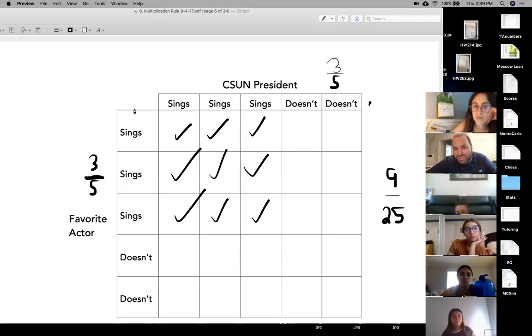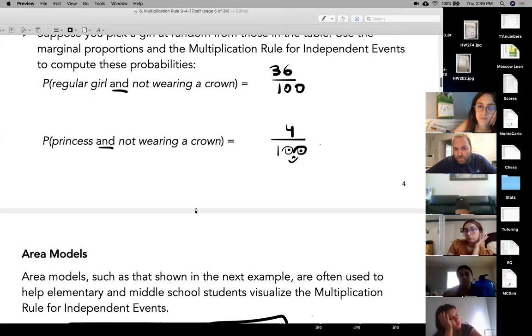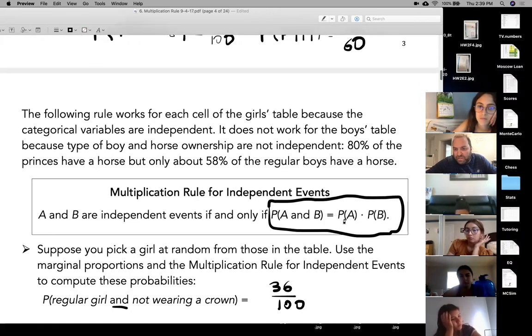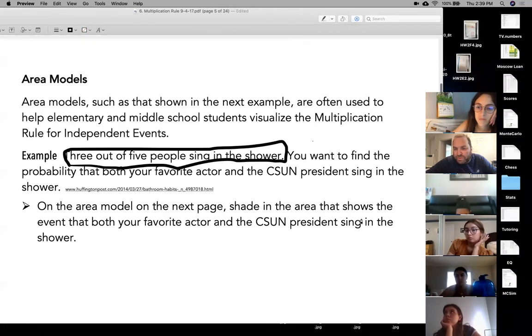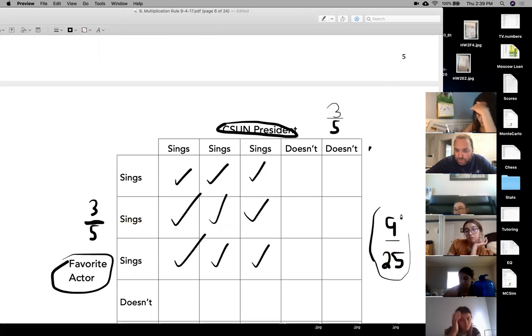So whether or not the CSUN president sings is completely independent of whether or not your favorite actor sings. And as such, the likelihood that they both sing, according to the multiplication rule that we learned, is the likelihood that the first person sings times the likelihood that the second person sings. What is 3/5 times 3/5? 9 over 25, which is where this number comes from, because you singing or not singing is independent of whether I sing or not sing.